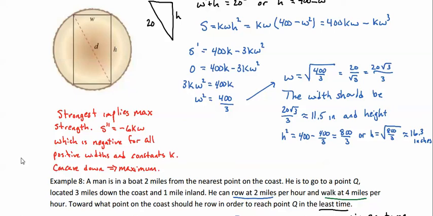So if the width of the beam is about 11.5 inches, and the height of the beam is 16.3 inches, then this beam will have maximum strength cut out of this log of diameter 20 inches. Good to know.